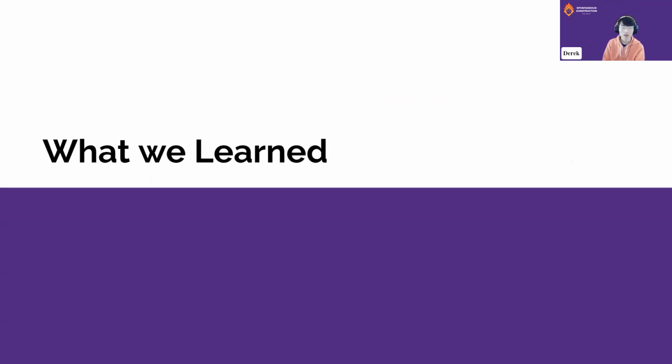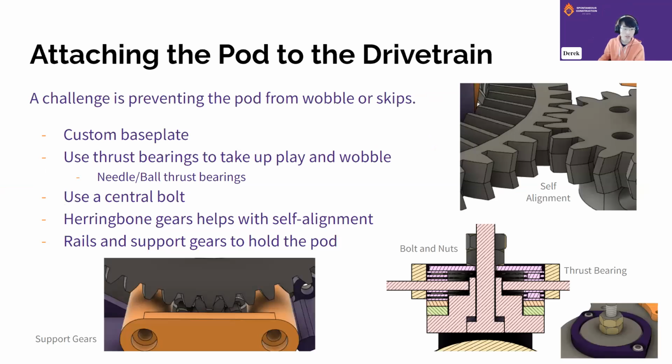So what did we learn throughout our journey of making our swerve? One of the challenges that we ran into when designing our pods is how to attach it to the drivetrain. You see, because there's only one mounting point for the pod, this is due to the fact that the pod needs to rotate around a central axis. So we used a custom base plate for the pivot holes, and we also used thrust bearings to take up space between the vertical plate to reduce the wobble.